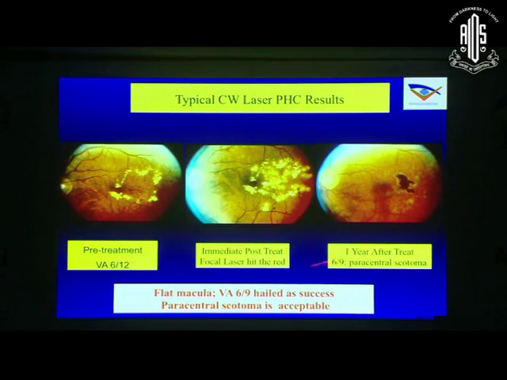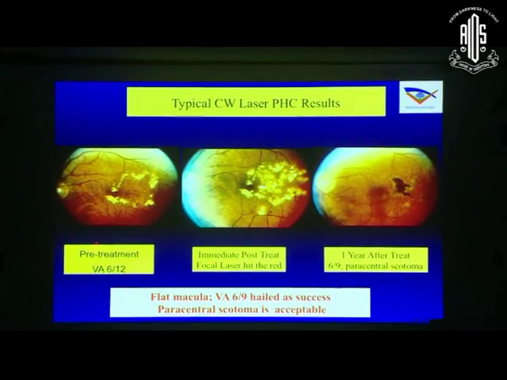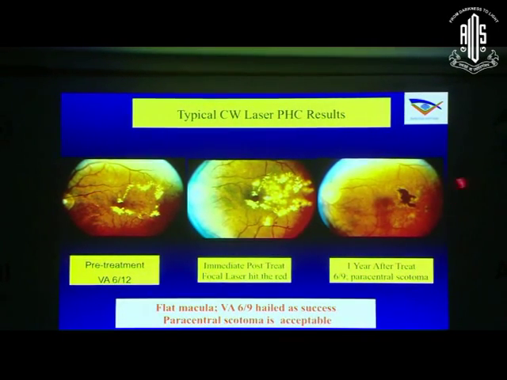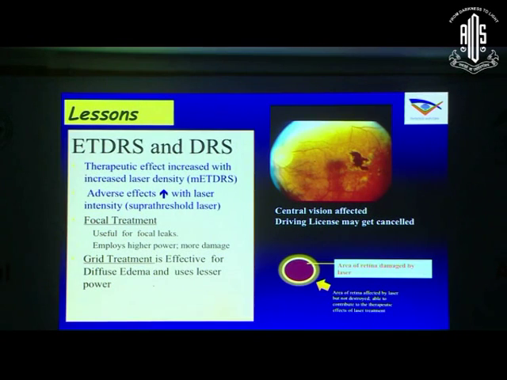Now, briefly about micropulse, I'll rapidly go through it. So this is how we used to treat. We used to have a patient at the end of 1 year having a very good visual acuity, but having a paracentral scotoma, and in some societies where paracentral scotoma can take away your driving license, the patient is happy that the vision is good, but the driving license is gone.